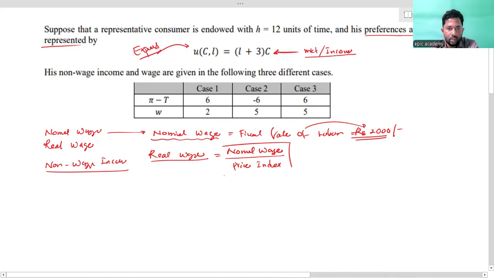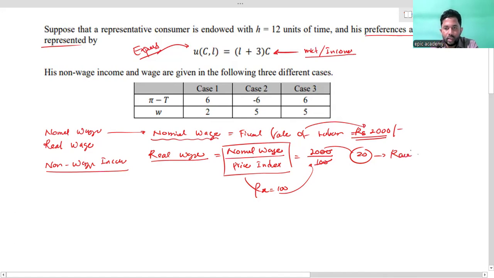Real wage is the nominal wage divided by the price index. For example, a person earns only 2,000 rupees for 1 day, and he is going to consume only X commodity. The price of the X commodity is just 100 rupees. Then we divide that 2,000 by 100 rupees, so it becomes 20. So 20 is the real wage.